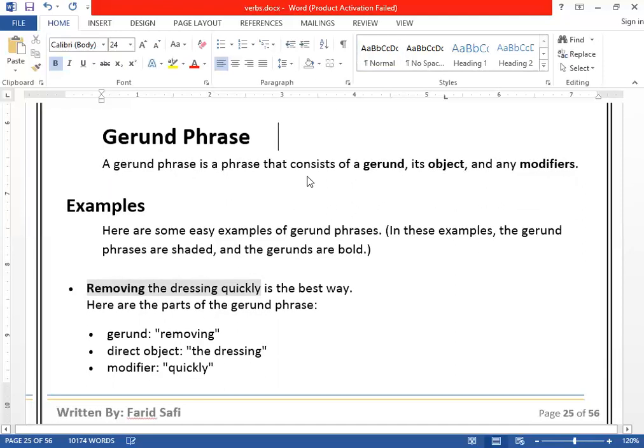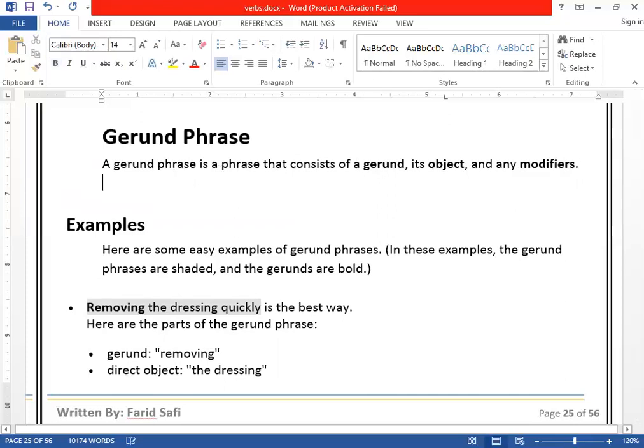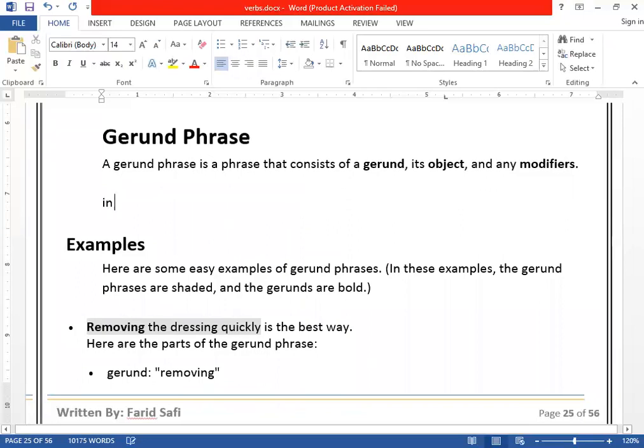Let me explain to you. In the beginning, I said, in the beginning, clear? For example, if I say walking in the morning, walking in the morning is good for health.